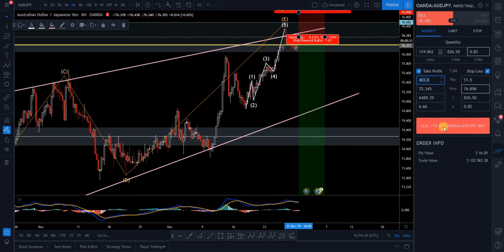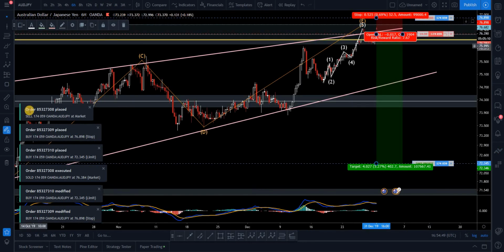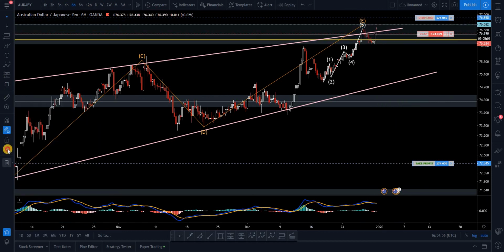Beautiful. Okay, here we go. I'm going to enter at market, and we're just going to see how it goes, folks. Remember, there's no money in this, and there you go. It's executed straight away. I'm going to delete all of these studies now so we can see exactly what's going on here. So let's delete this, remove. Let's get rid of all these studies.